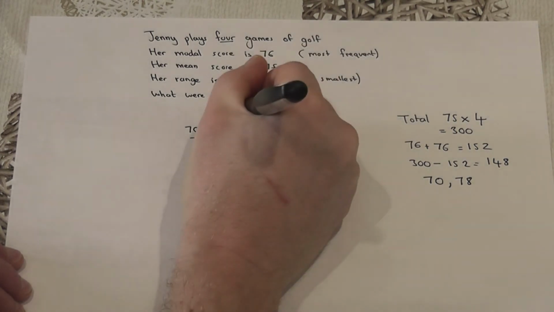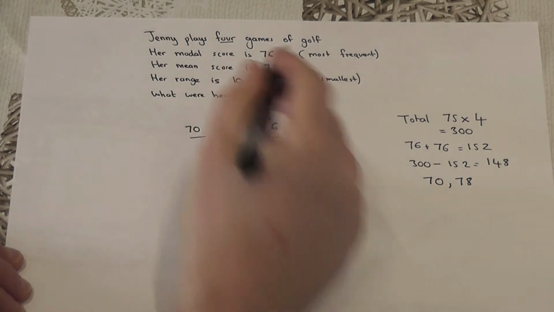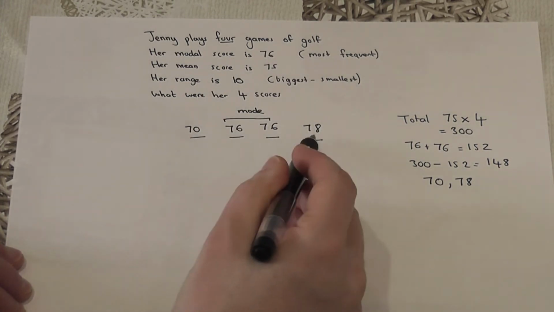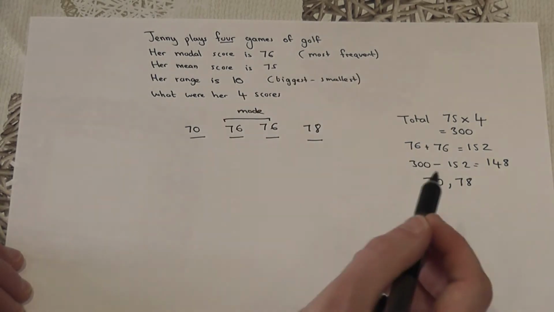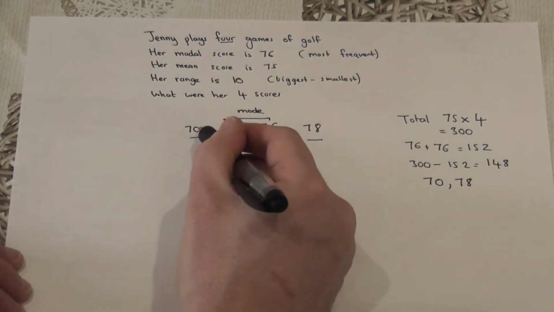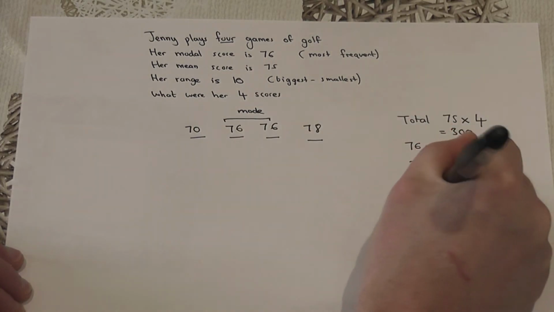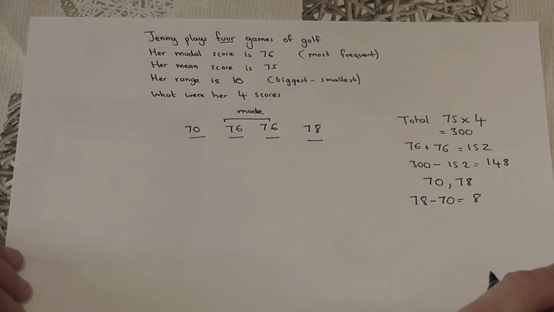Now, we have the right mode, because the mode is 76. The 4 scores I've made sure add to 300, so therefore the mean is right. However, the range, the biggest take the smallest, in this case is only 78 take away 70, which is 8. And I want the range to be 10.